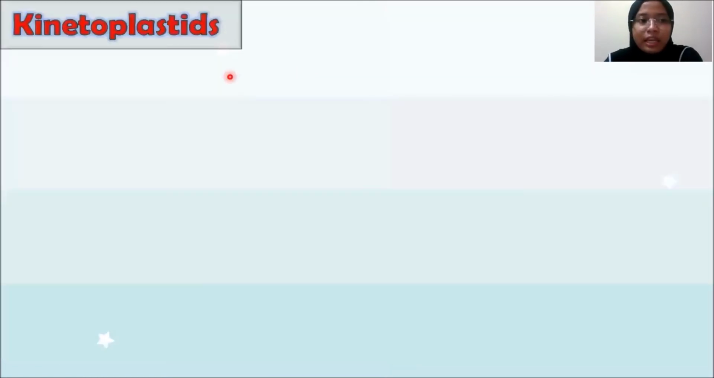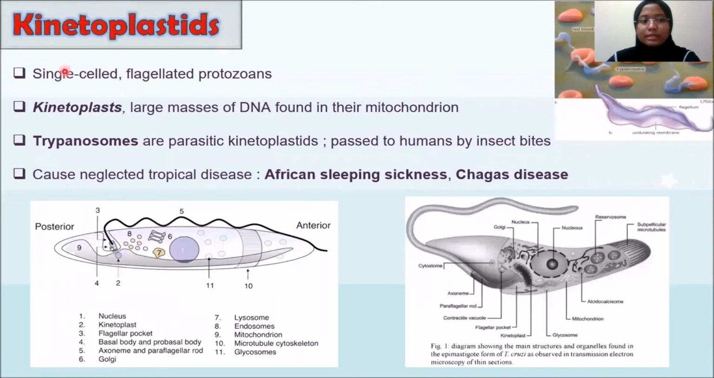Next are the kinetoplastids. Kinetoplastids are single-celled, flagellated protozoans. They gain their name because they have a kinetoplast, a large mass of DNA found in their mitochondria. In this figure, number 9 is their mitochondria. In their mitochondria, we can find a kinetoplast. Here.